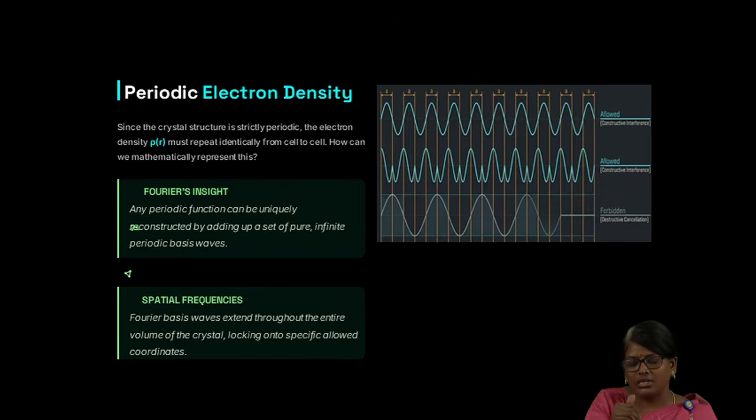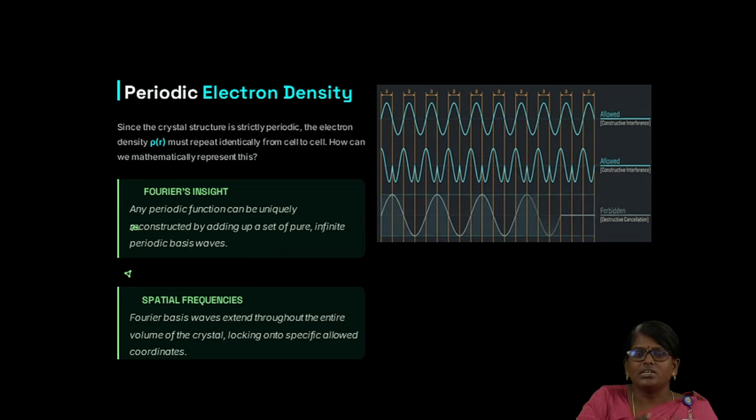Now comes the periodic electron density. Earlier we considered the case of NaCl ionic crystals, so we understand electron density as a periodic function, right? Any periodic function can be represented as a Fourier series. Here we have to understand the Fourier series intuitively, then only can we understand how this periodic electron density comes to the Fourier analysis. What is a Fourier series?